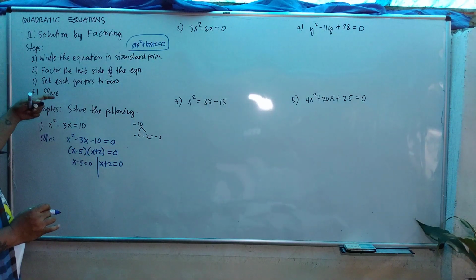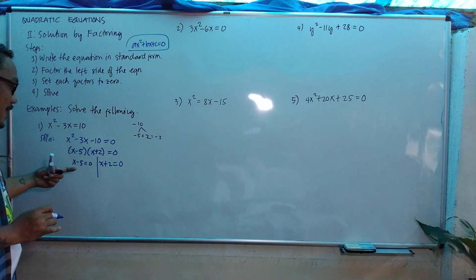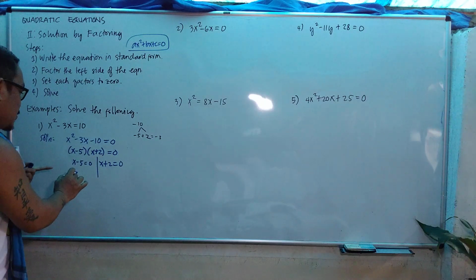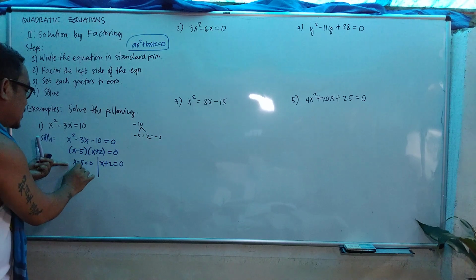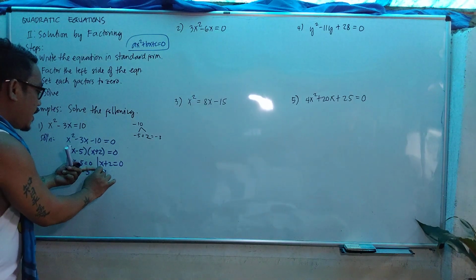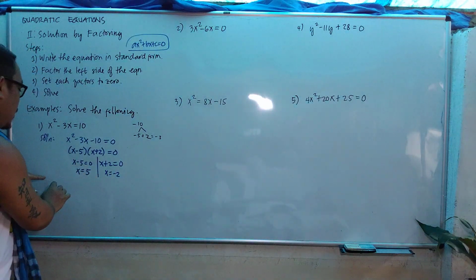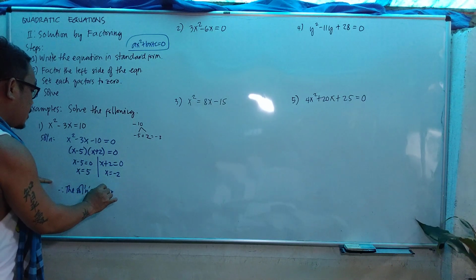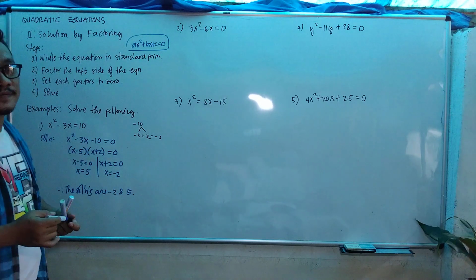What's next? Solve. Our variable is x, so we need to solve for x. Here, we simply transpose negative 5 to the right side, so x is equal to 5. Here, x is equal to negative 2. Therefore, the solutions are negative 2 and 5.